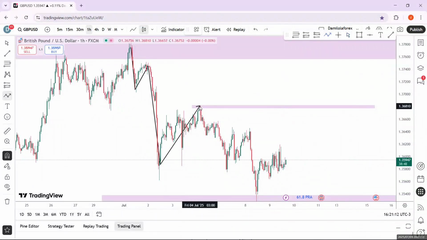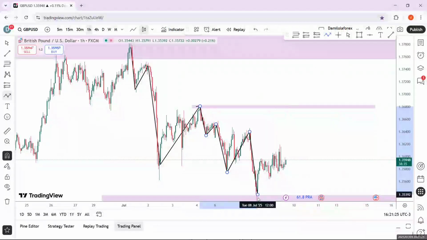Then after that, what did the price do? Price started a new structure circle. It made a push and exhaustion to this level. Then it made a push to this level. It made an exhaustion to this level. Then price made a push to the 61.8 PRA. So now within this particular structure circle, what are we waiting for? We wait for a break of structure. The last lower high must be broken.